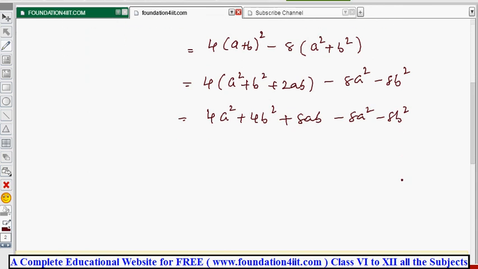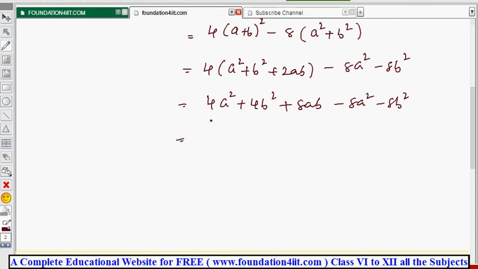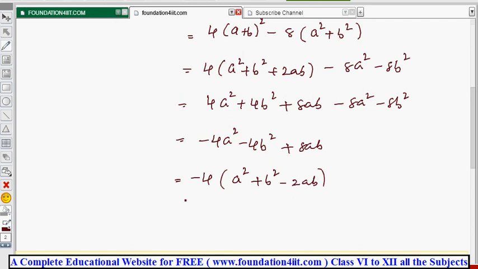Now simplifying this, 4a² minus 8a² is minus 4a², and 4b² minus 8b² is minus 4b², and plus 8ab. From this take minus 4 common. If you take minus 4 common, the expression inside is a² + b². From plus 8ab, taking minus 4 common gives minus 2ab.